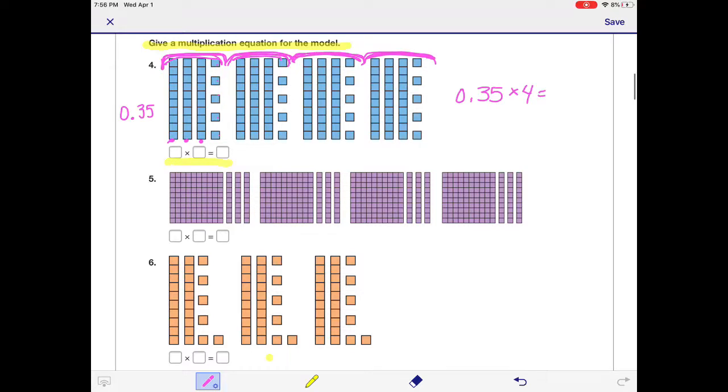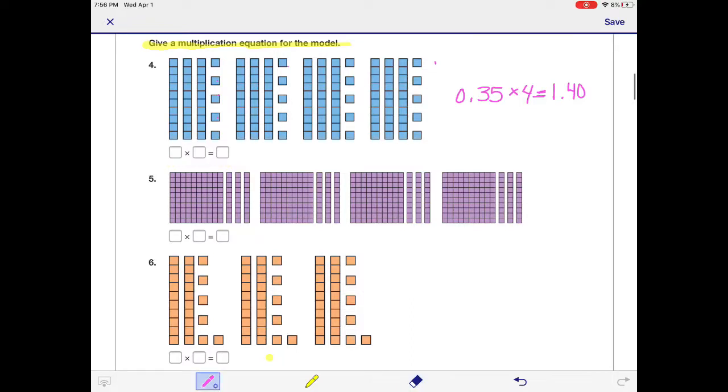So remember, a multiplication equation has an equal sign. Let's figure out what it equals. We've got 35, and we're going to multiply it by 4. You're going to ignore that decimal and just multiply as normal. Then you're going to go back and say 2 decimal places means I'm going to take this decimal and move it once, twice, to right there. So here is our equation right there. Okay? All right, let's go ahead and do the next one here.